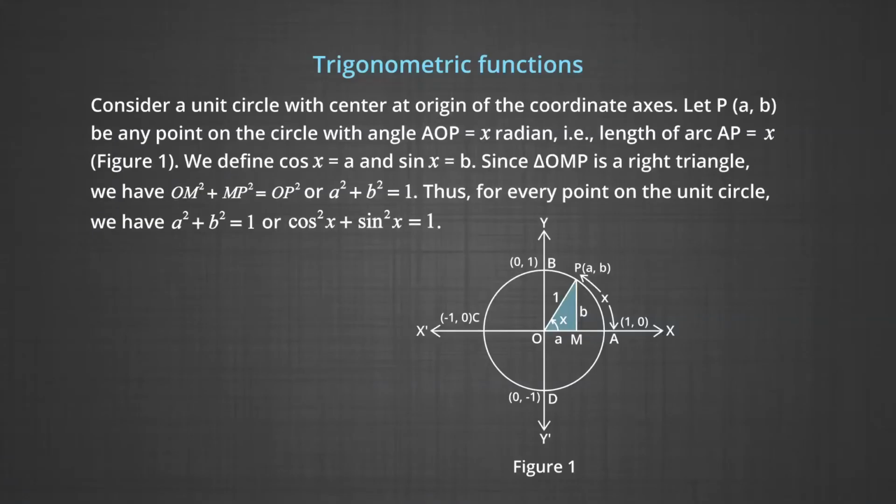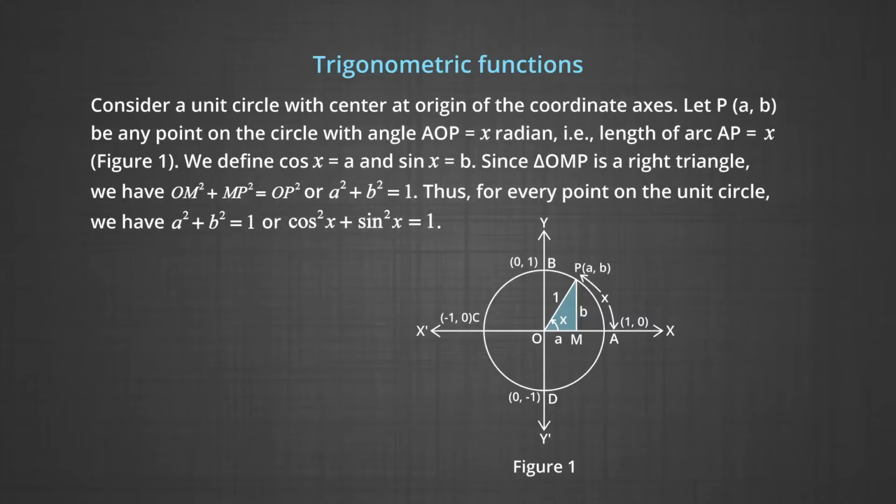Trigonometric functions. Consider a unit circle with the center at origin of the coordinate axis. Let P(a, b) be any point on the circle with angle AOP equal to x radians. That is, length of arc AP is equal to x units. You can see this in figure 1. We define cos x as a and sin x as b.